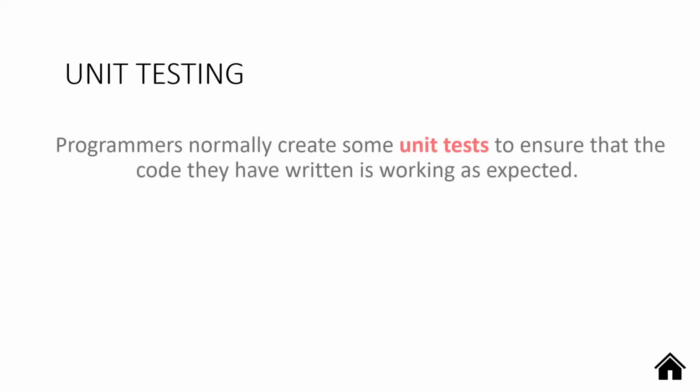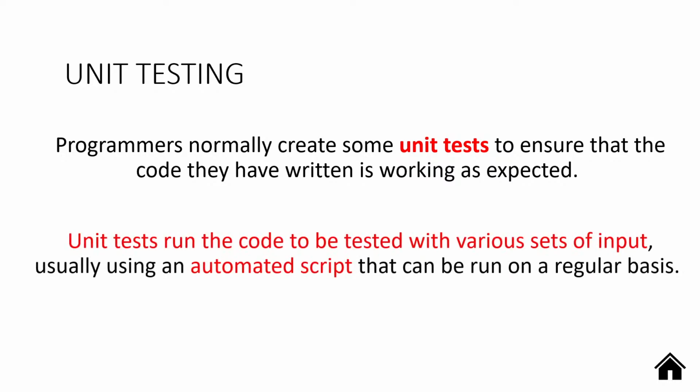Unit tests. The unit tests are normally created so that things can be automated. Testing can be automated slightly more. And it's all about testing code that's working as expected. So unit tests run the code to be tested with various sets of inputs, usually using an automated script. And the reason why we actually use unit tests and automated tests is something called regression testing. I'll talk about that in a second, but that's why we use them.